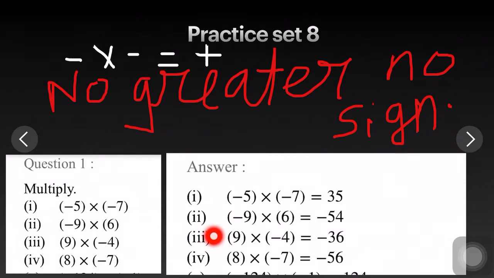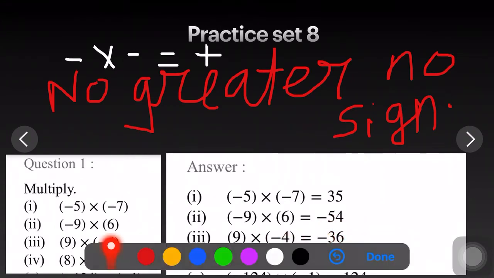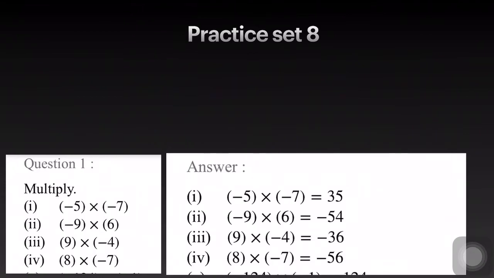Now come to question number two: -9 multiplied by 6. So 9 sixes are 54, but a negative number multiplied by a positive number, so the product will be negative. Okay, are you getting it, students? The product will be negative. So 9 sixes are 54, so -54. Now the third one, 9 into -4. Again a positive number multiplied by a negative number, so again the product will be negative. So 9 fours are 36, -36.